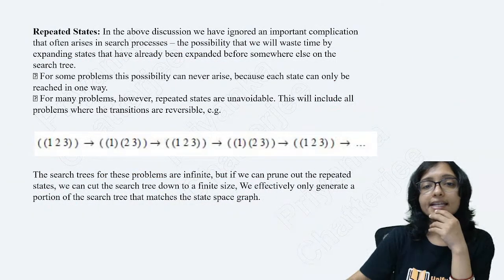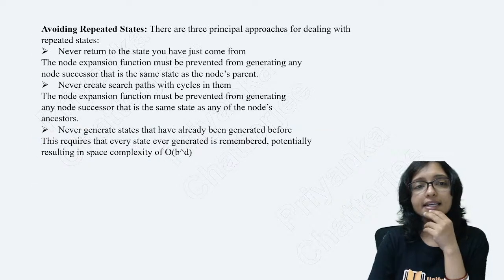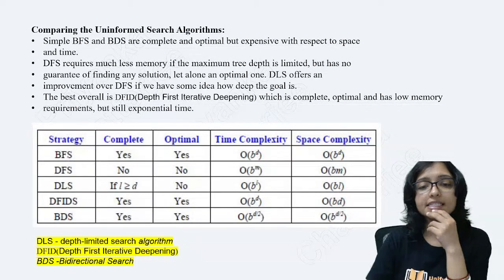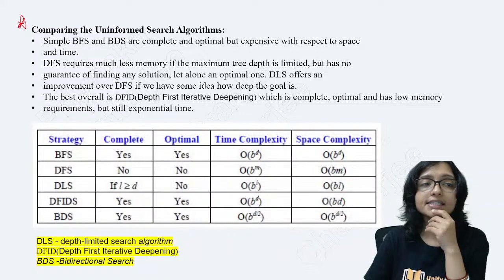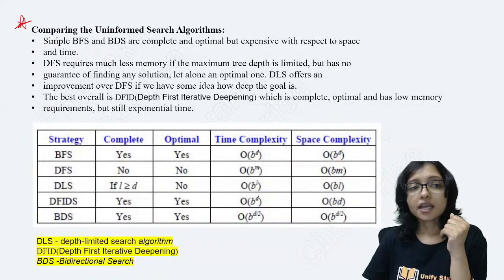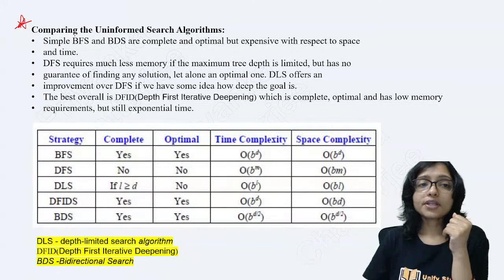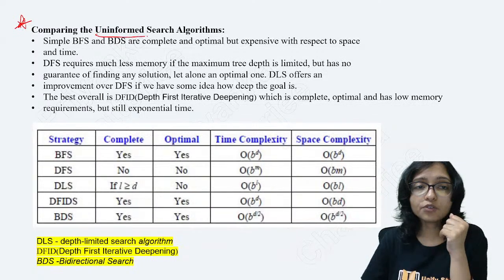Here repeated states can be there. The detail of this is avoiding repeated states. Now it is your comparison. This is the comparison between the uninformed searches.